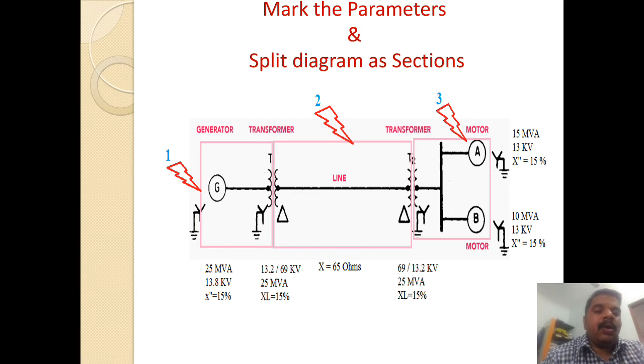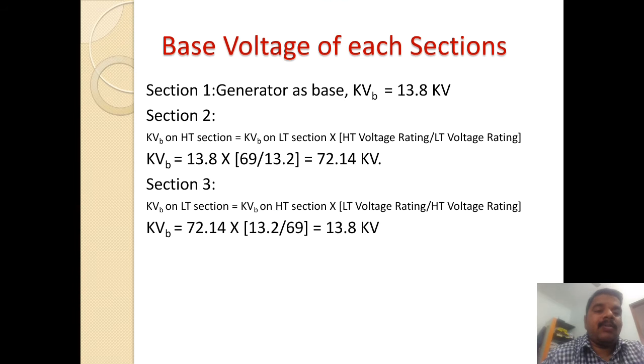But in this problem, which one have they chosen as the base? That section takes the same value as that particular component. Here, the generator is chosen as the base value. Because the generator is the base, the KVB new value for section 1 is 13.8 kilovolt. So I have to mention over here: for section 1, generator as base, the KVB new value is 13.8 kilovolt.